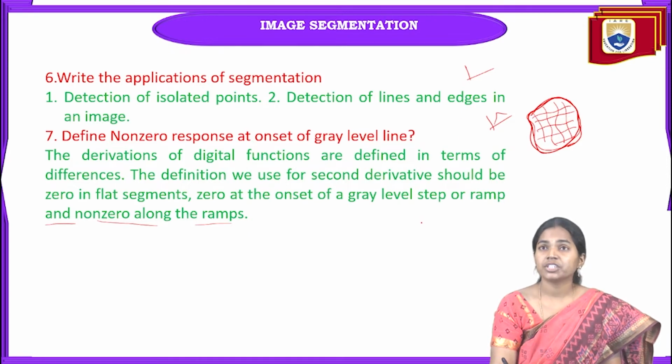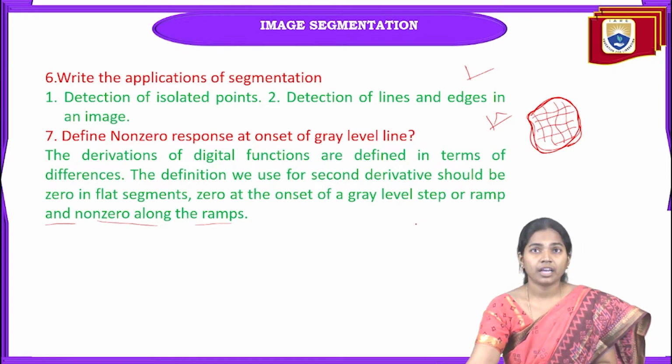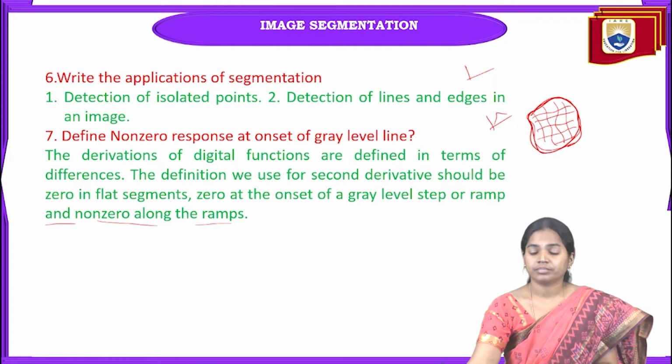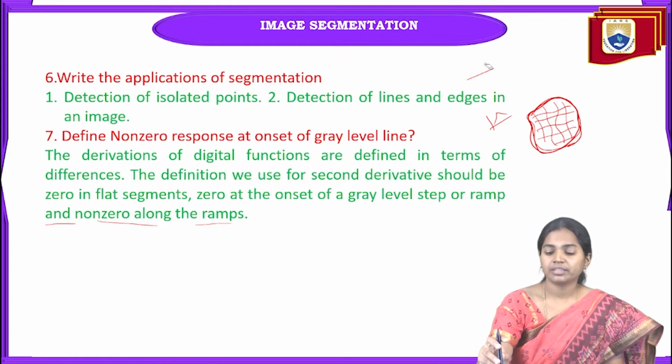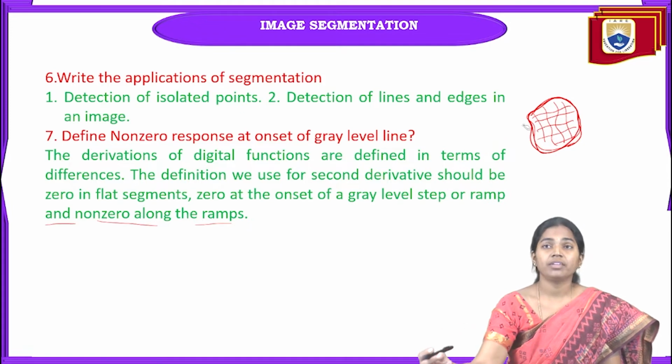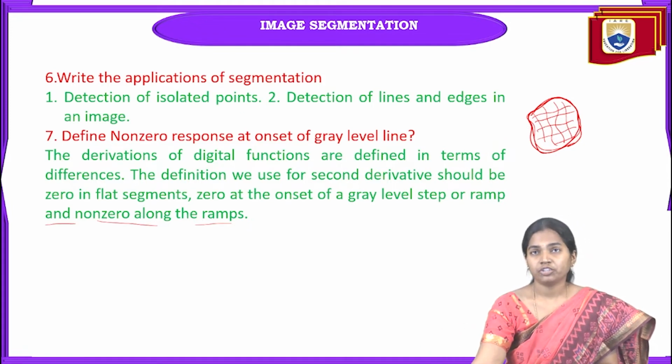In edge detection we have the line, ramp, and roof. So we have different types of edges: the line edge, ramp edge, and roof edge.